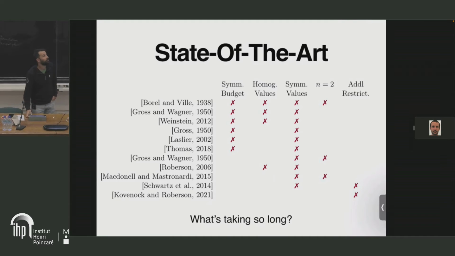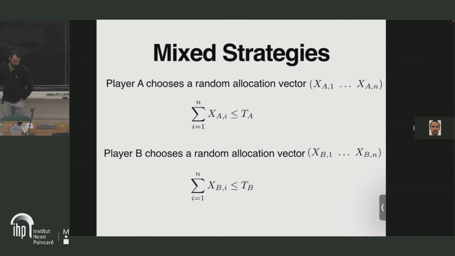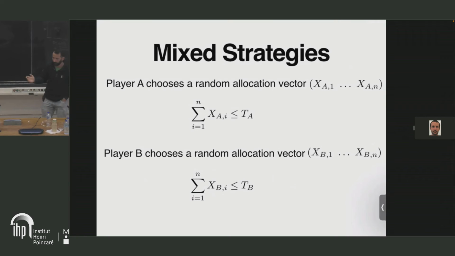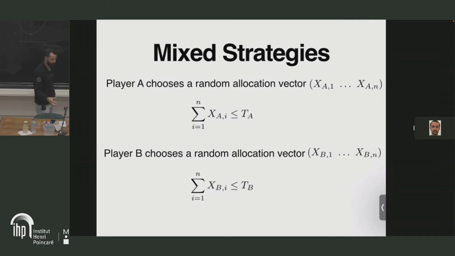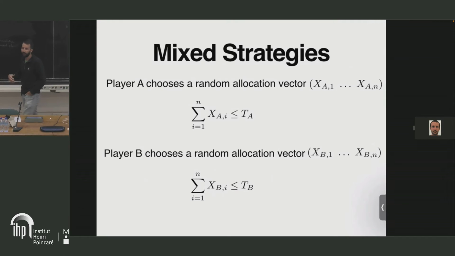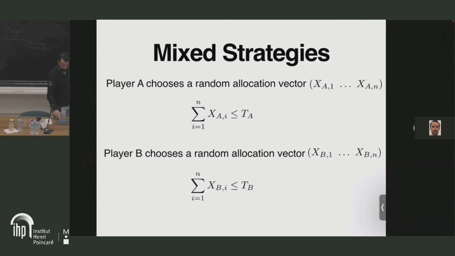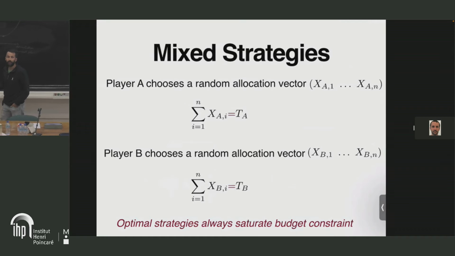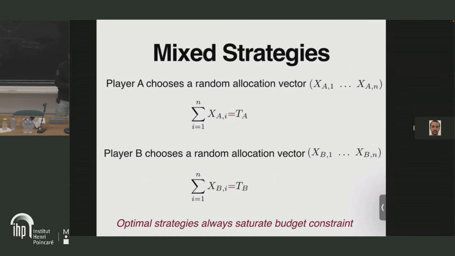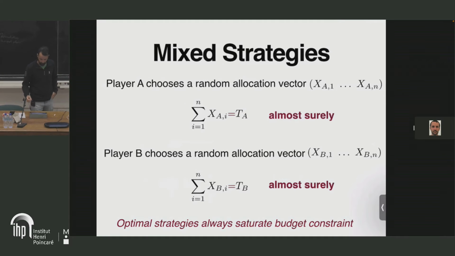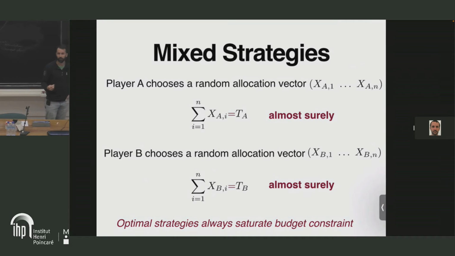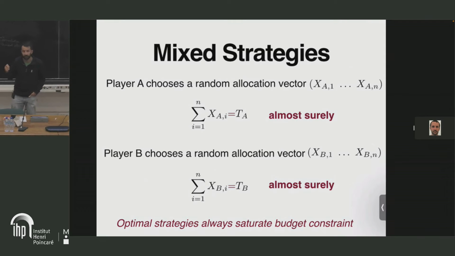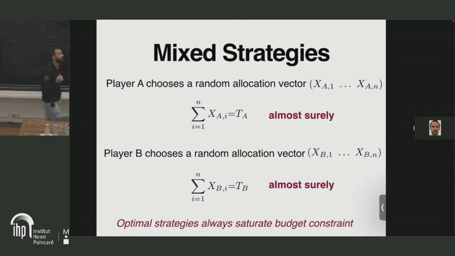I'm going to look at what makes this game particularly difficult. The point of the game is to assign your troops among these different battlefields. So I'm going to call X_i^A the number of troops that player A is sending on battlefield i. The sum of all the troops that I send has to be upper bounded by T_A. For obvious reasons, whenever I look at optimal strategies, like a Nash equilibrium, this budget constraint is saturated, so I have equality. This means that whenever I play, I must have this strict condition that almost surely these two quantities are equal. And this is where optimal coupling, not really optimal transport, will kick in.